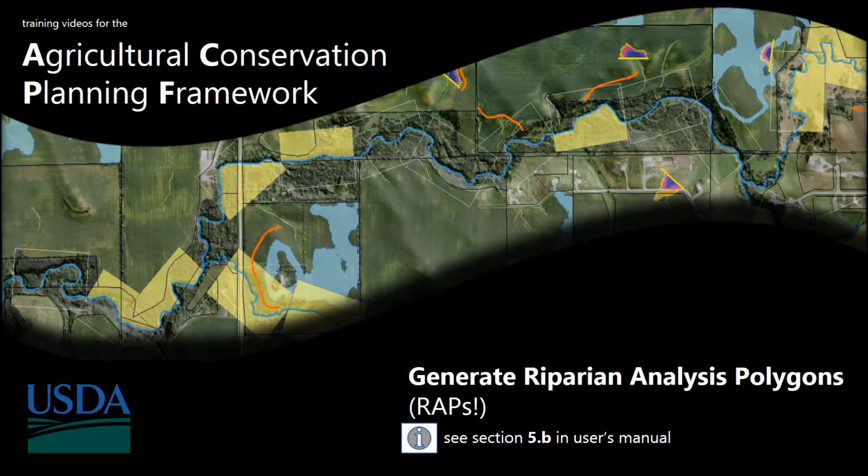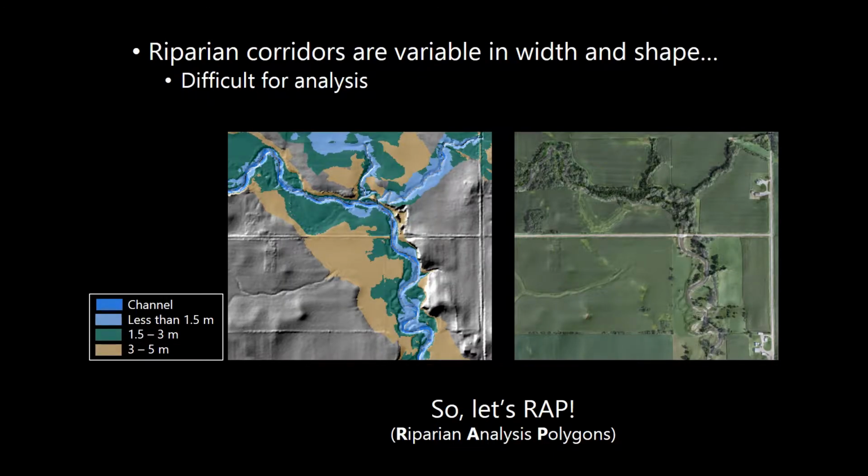In this video, we're going to generate our Riparian Analysis Polygons, or as we like to call them, our RAPs. So before we can begin to cite riparian practices and functions, we need to determine where we're going to look. And riparian corridors can be very variable in location and shape and everything.